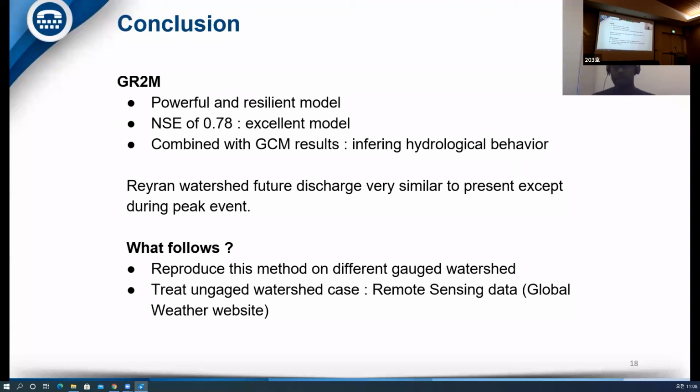However, there are a lot of improvements that can be made. For example, we can reproduce this method on different gauged watersheds in France or elsewhere. And we also need to talk about the ungauged watershed case. We can use, for example, remote sensing data as input for the GR2M in order to inform some discharge variation for the ungauged watershed.